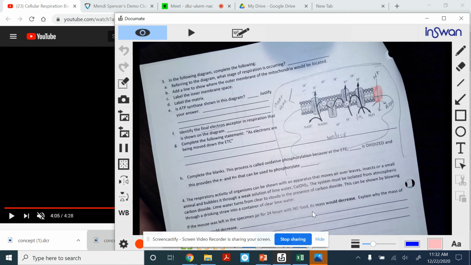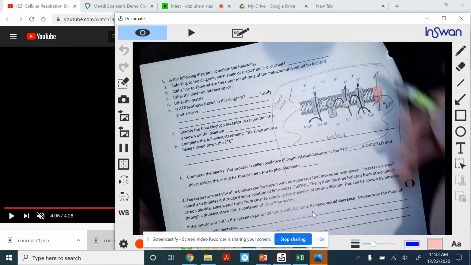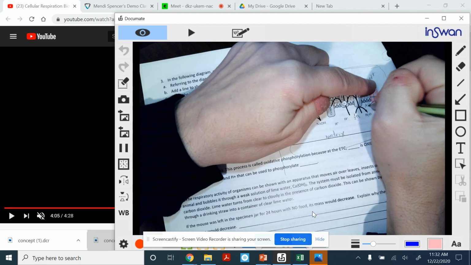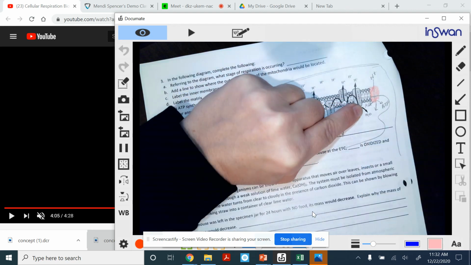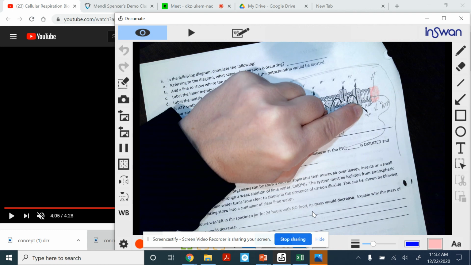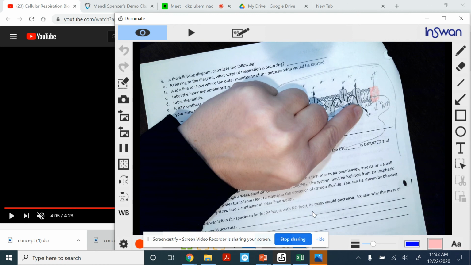They will tell me that ADP gets reduced. It doesn't. If ADP gets reduced, then that means it gets protons and electrons. It doesn't. ADP gets a phosphate group, and that's called phosphorylation. ADP is getting phosphorylated, okay?